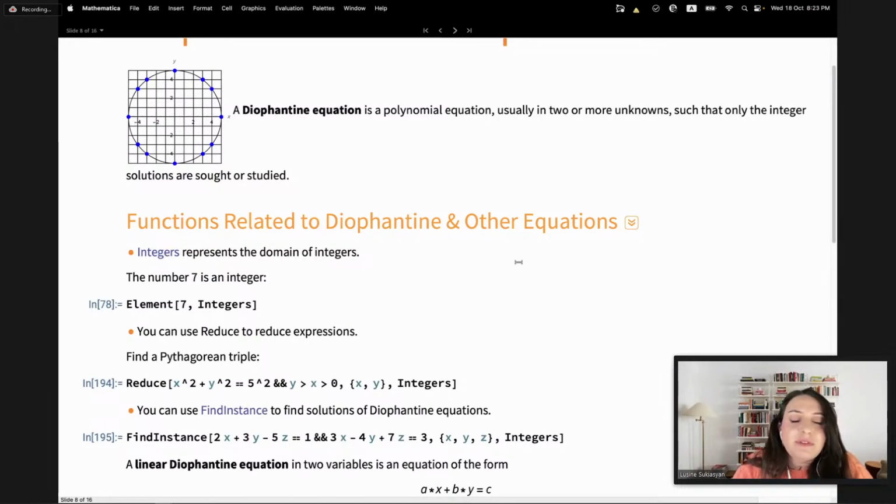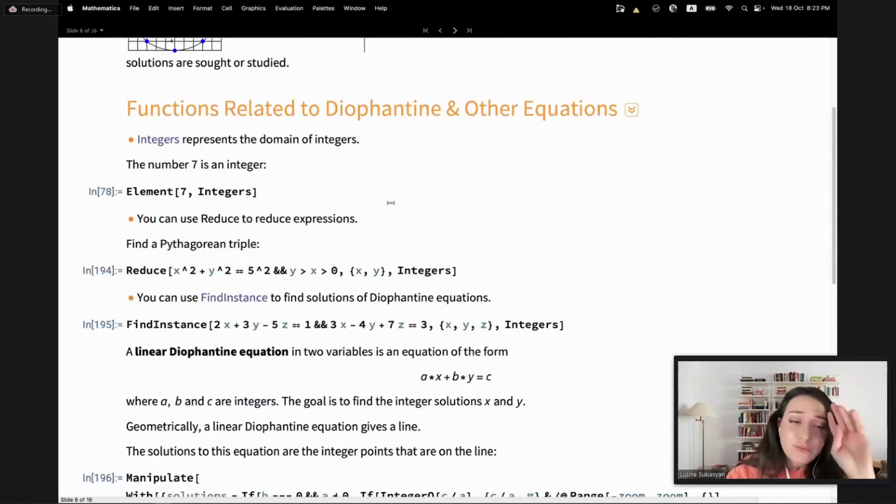And so here we don't have functions like a Diophantine equation solver; we can only manipulate them using functions like, for example, Integers, right? It just represents the domain of integers, because for our solutions, we want them to be integers. Like, for example, you can use it to check whether the number 7 is an integer or not by simply doing this.